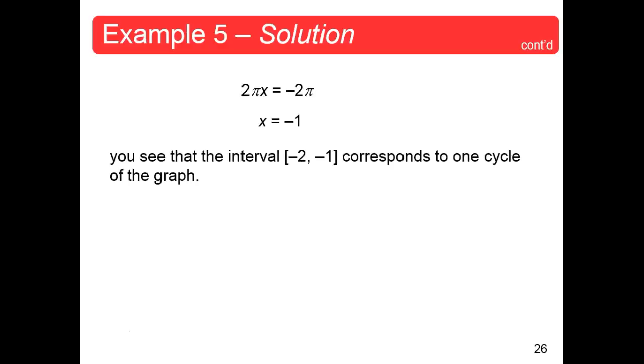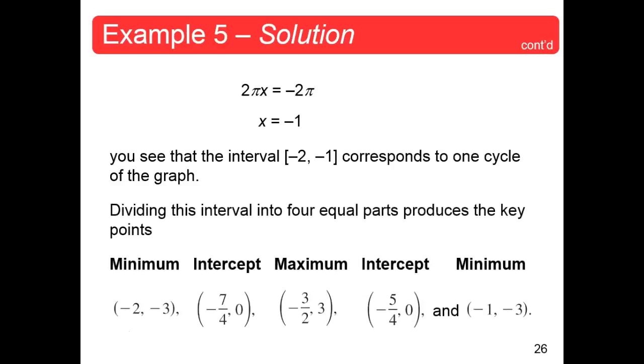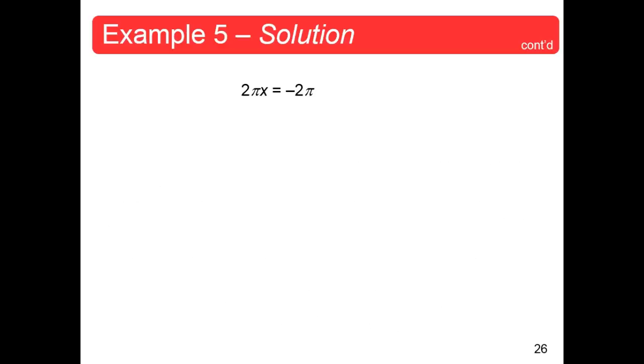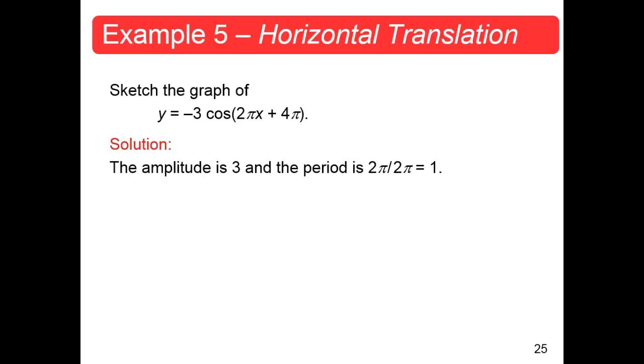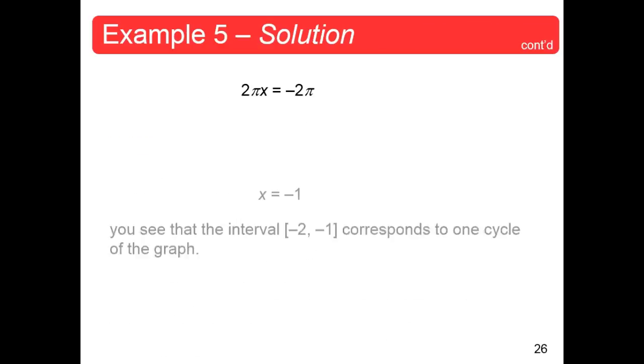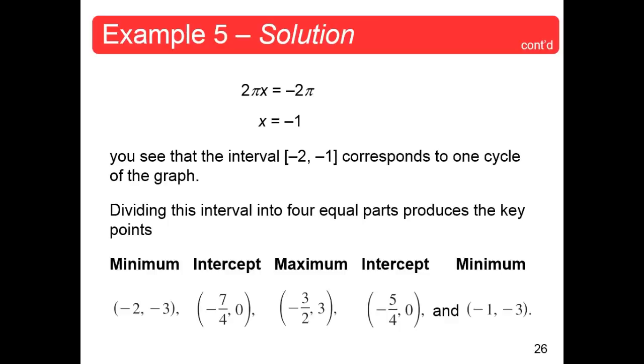If you just factor out the B, it gave you the C, and you go from there. But either way you do it is fine. Both of them work. Okay? And then dividing, I think you should have done it back here when you got the period of 1. There you divide it by 1/4. They waited till way over here to divide by 1/4. Okay? Dividing this interval, the first interval, into 4 equal parts produces the key points.